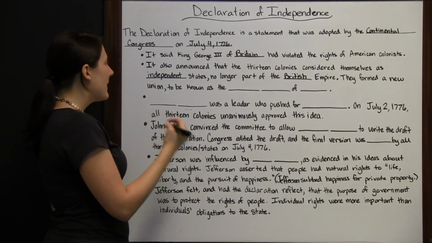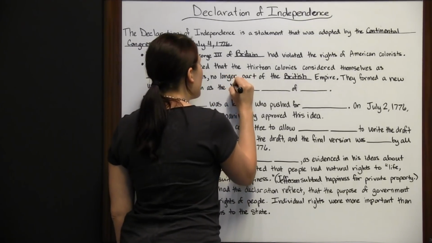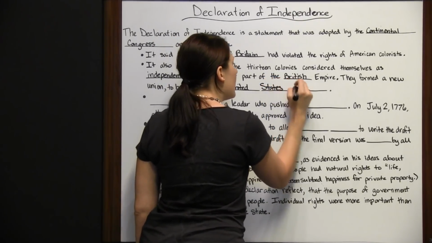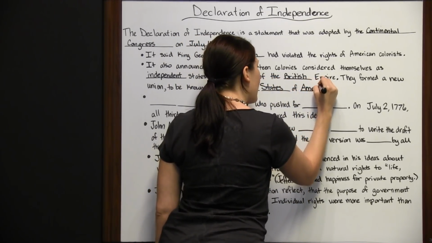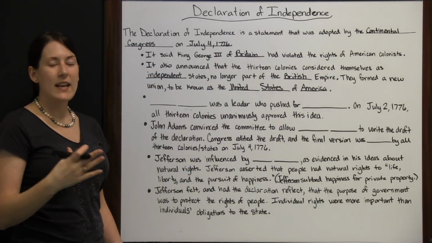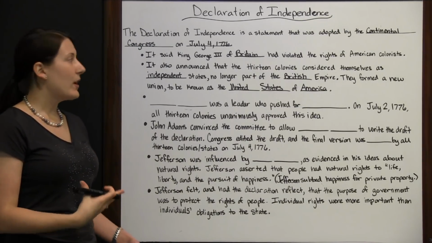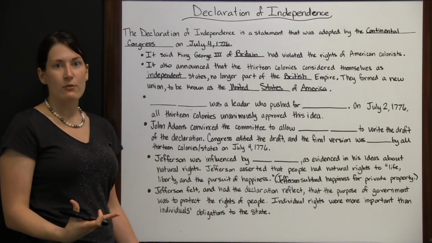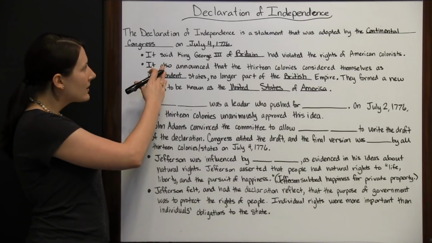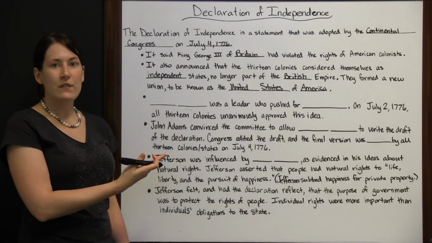Instead, they said that they formed a new union of those 13 states to be known as the United States of America. So they had tried to work things out peacefully. King George did not take back those laws and taxes. Instead, he fought the American colonists whenever they rebelled against following those laws and paying those taxes. And so after a year of fighting, the Continental Congress met again, and they formed this Declaration of Independence.